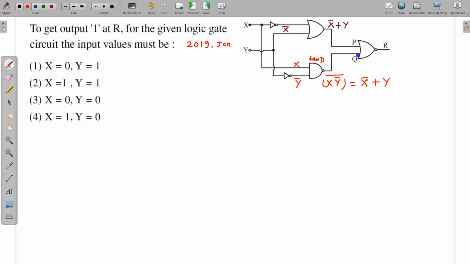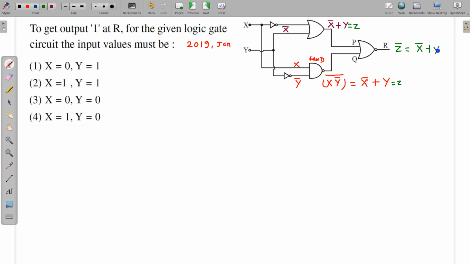P and Q are the similar inputs. Suppose let's say this is Z and this is Z, so Z and Z. First we have to take OR, Z or Z, Z or Z will give Z, and there is a NOT here, so it will give Z bar. And what is this Z bar?